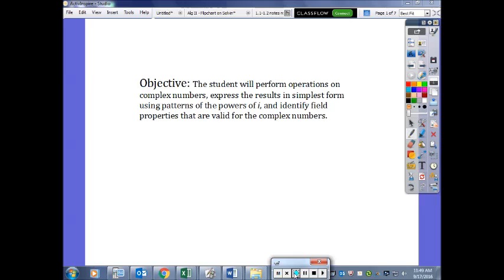Hello everybody and welcome to our third lesson in Unit 3 on quadratic functions. Today we will perform operations on complex numbers and you will learn what complex numbers are. You will express the results in simplest form using patterns of the powers of i, and we will identify field properties that are valid for the complex numbers.